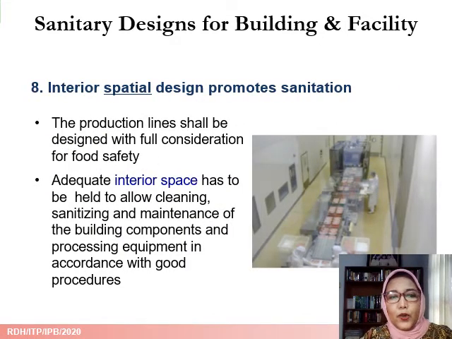The eighth principle requires that the interior spatial design promotes sanitation. The production line shall be designed with full consideration for food safety. Adequate interior space has to be provided to allow cleaning, sanitizing, and maintenance of the building components and processing equipment in accordance with good procedures.